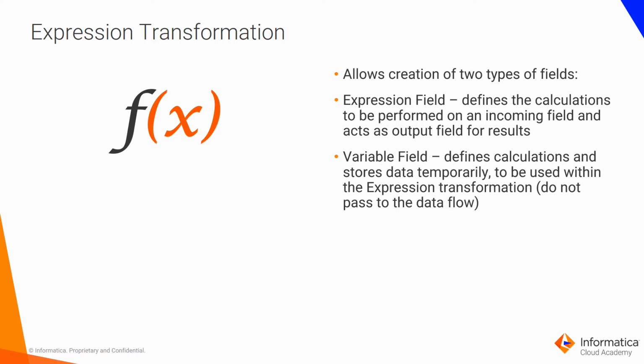You can use as many expression fields as necessary to perform calculations on incoming fields. A variable field is used to hold a variable to be used within the expression or in other expression transformations within the mapping. Note that a variable field will not be available for use downstream in the data flow. The expression transformation has many uses. Some examples would be that you can perform non-aggregate calculations, such as adjusting bonus percentages or calculating tax rates. You can also concatenate or split incoming field values, for example, first and last names. You can also use an expression transformation to insert a hard-coded value into a field.